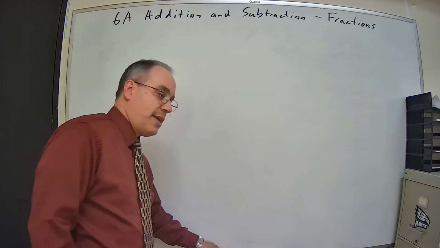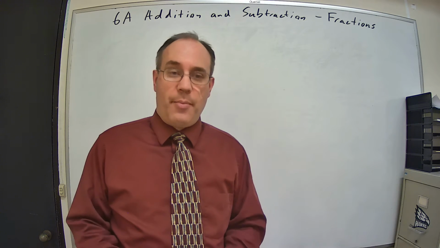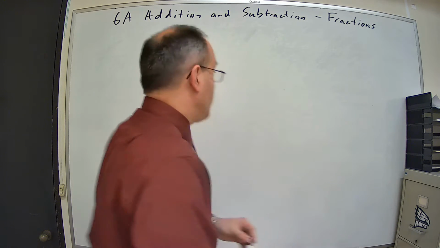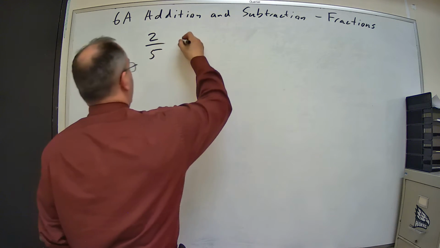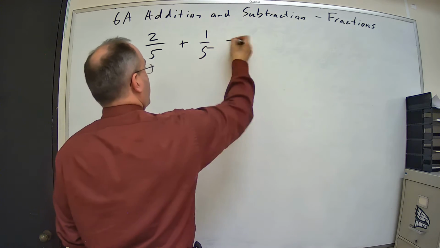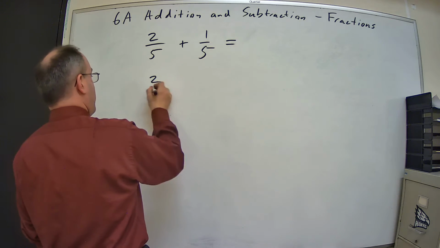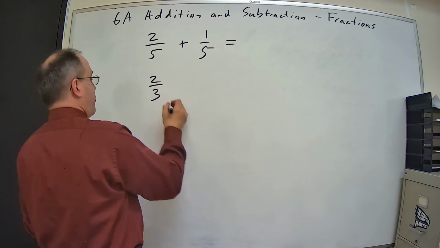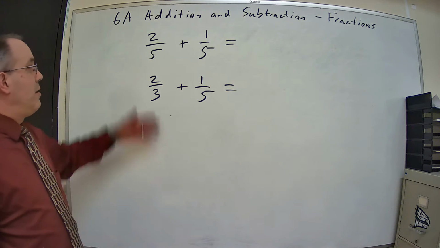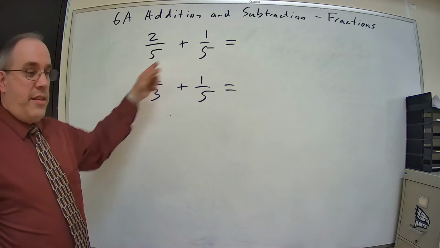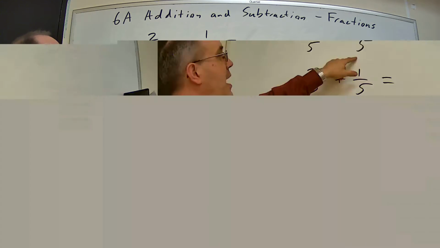One of the most important things with adding or subtracting fractions is that you have to have a common denominator. What I mean by that is 2/5 plus 1/5 is much easier to add than 2/3 plus 1/5. Notice that in this top one, 2/5 plus 1/5, we have that common denominator of 5.